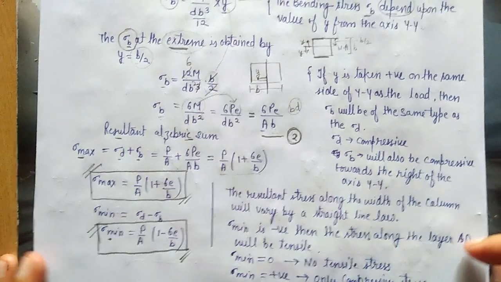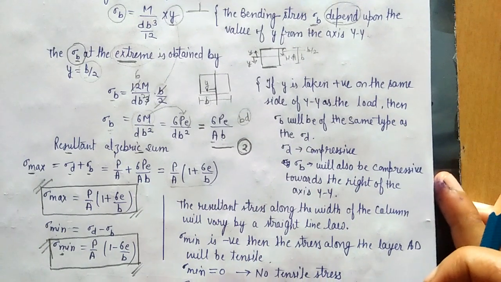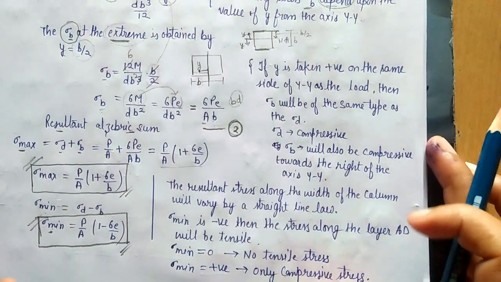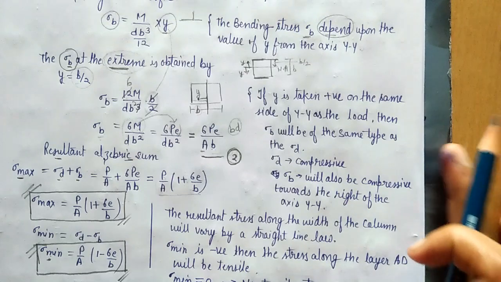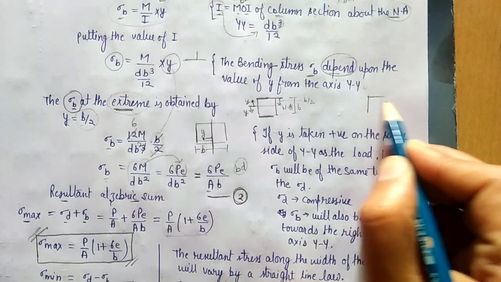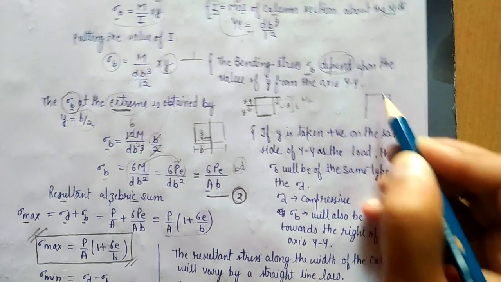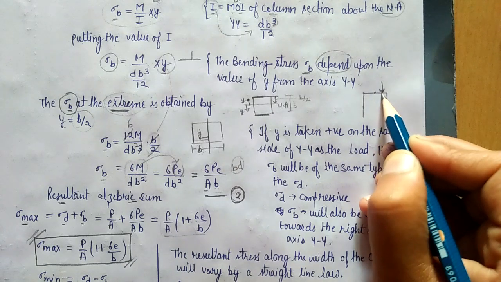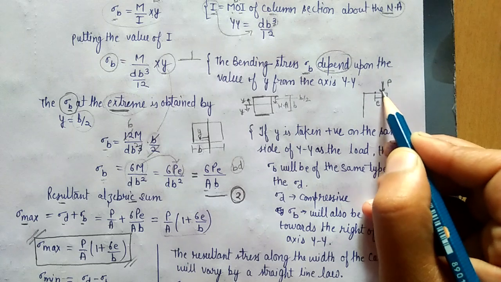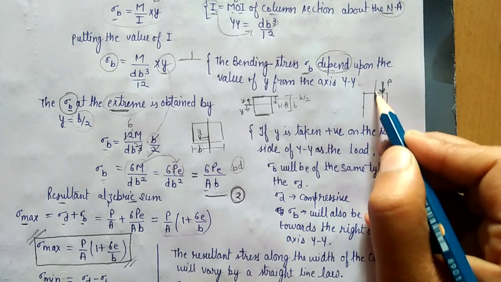Now we are discussing the concept here. Is this compressive or is this tensile? This is our column. We apply the force P at some eccentricity e. Due to this force P, there is compression on this side.